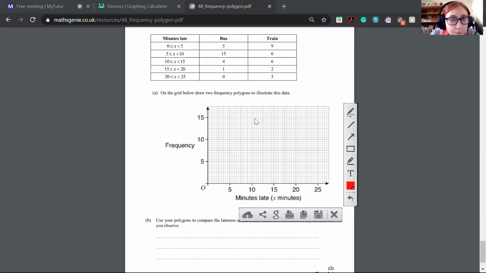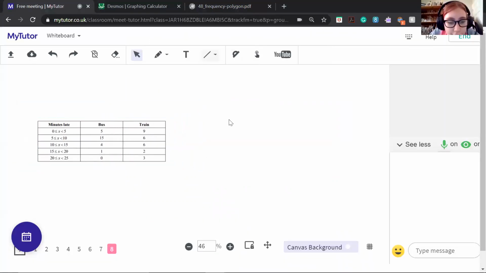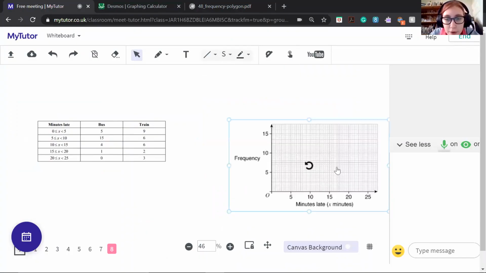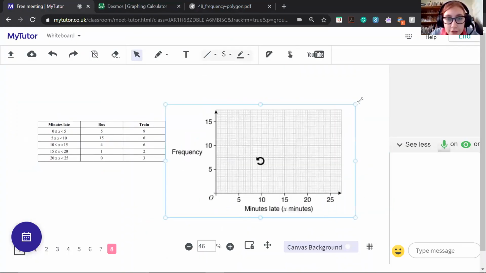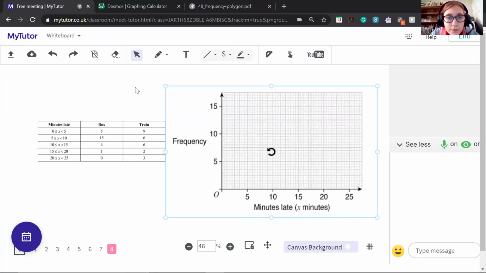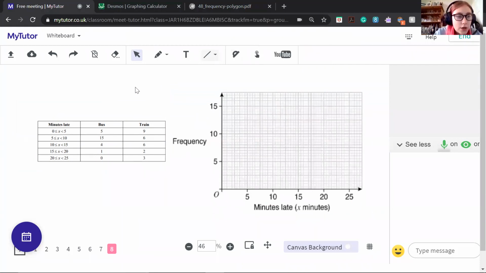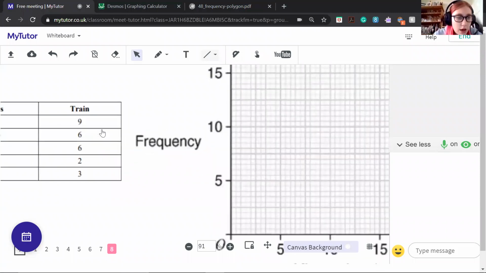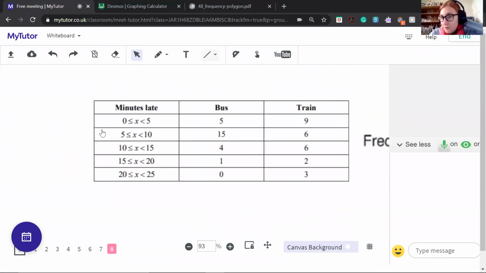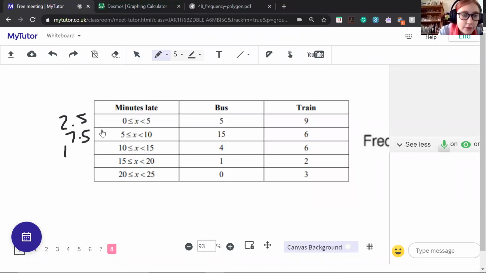So let me make sure it all fits. Let's plot both of these on here. The first thing that we have to do is find the midpoints. So let me zoom in on here. We can see what's between 0 and 5, it's 2.5, and 7.5, and 12.5, and so on. So let's pop those on. 2.5, 7.5, 12.5, 17.5, 22.5.